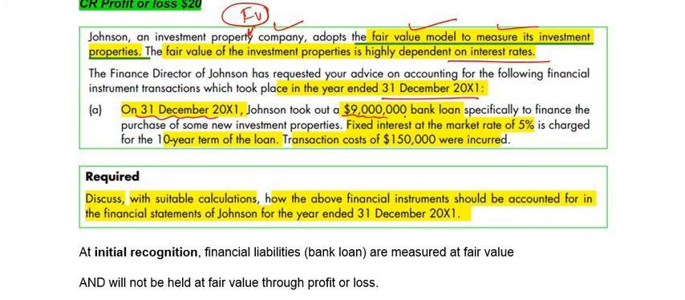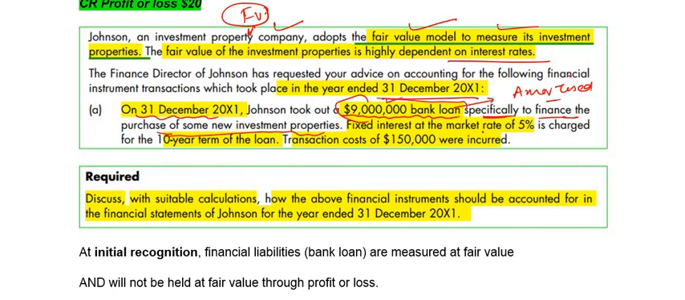So Johnson took out this amount from the bank, and this bank loan is specifically to finance the purchase of some new investment property. We know that investment property is measured at fair value to profit or loss, and this loan is also taken from the bank specifically to finance this. So this loan is normally subsequently measured at amortized cost, but the standard also allows us, to avoid an accounting mismatch, to measure this loan at fair value.